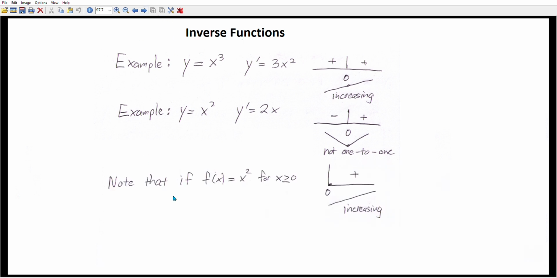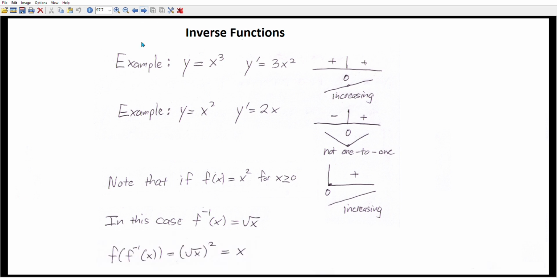However, if we decide to take y equals x squared for x greater than or equal to 0 only, in other words, we're restricting the domain of f of x equals x squared, we only get the right-hand side of this picture, and it's increasing, and that means there must be an inverse, and the inverse turns out to be the square root of x, which is not a big surprise.